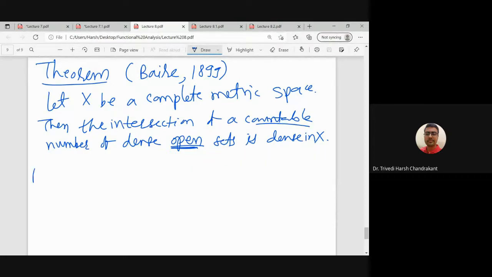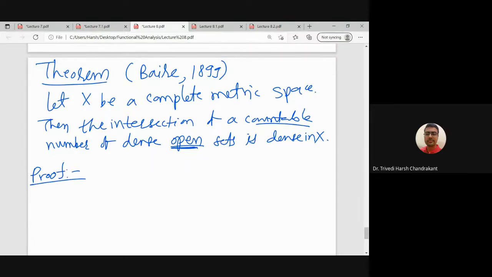So let us try to prove this theorem. The proof is quite technical. First, we will show that the finite intersection is dense, and then we'll show that the infinite intersection is dense. So we are taking the collection D1, D2, and so on.